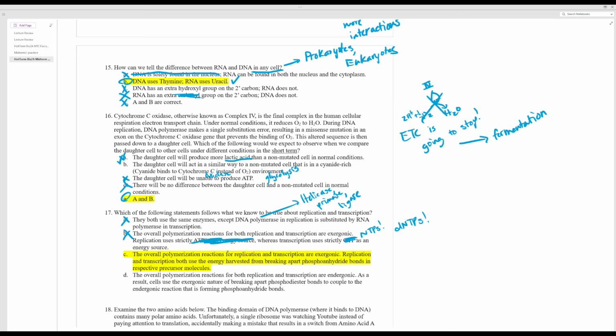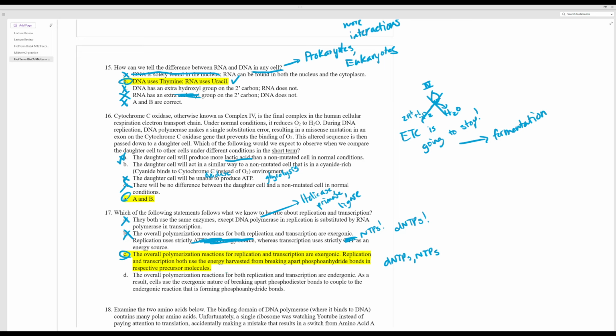C, the overall polymerization reactions for replication and transcription are exergonic. Replication and transcription both use the energy harvested from breaking apart phosphoanhydride bonds in respective precursor molecules, right? This is referring to the phosphoanhydride bonds in the dNTPs and the NTPs.